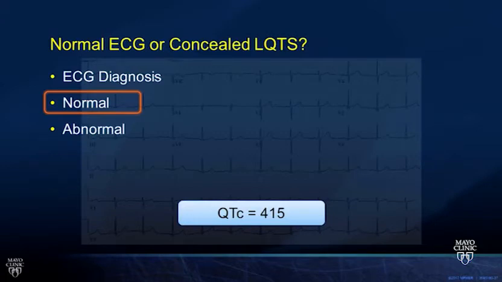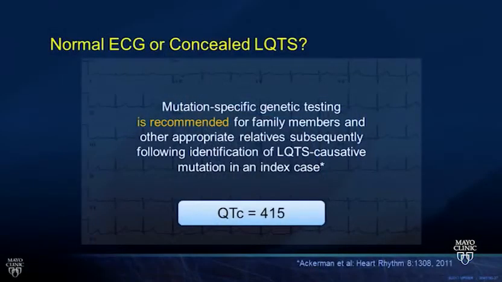So what's important here is that the only way we can exclude the diagnosis of long QT syndrome in a family with the established diagnosis of long QT syndrome is a family-specific negative genetic test. We must stop telling family members your ECG is normal, therefore you don't have long QT syndrome.